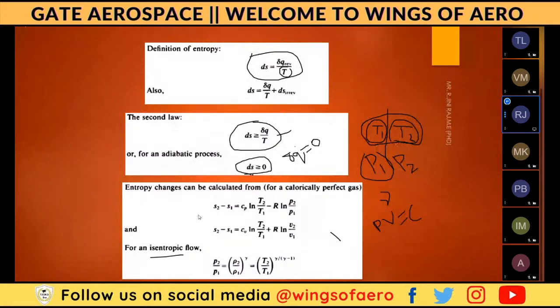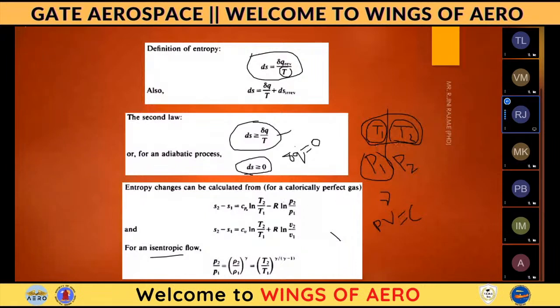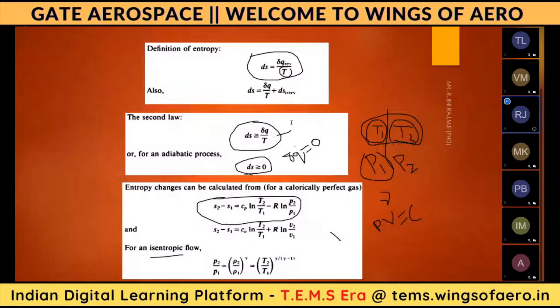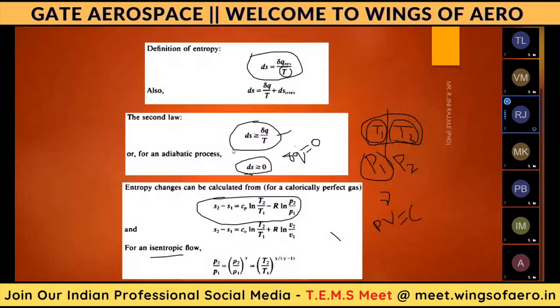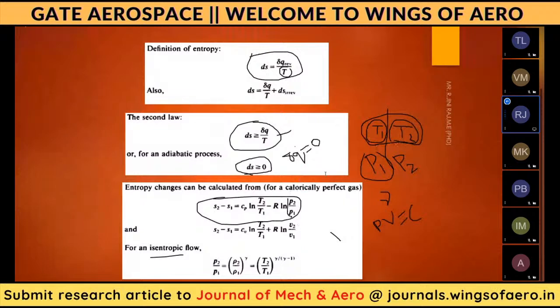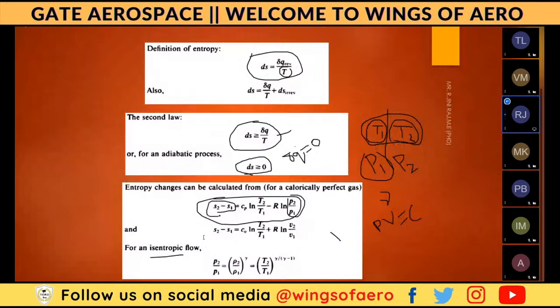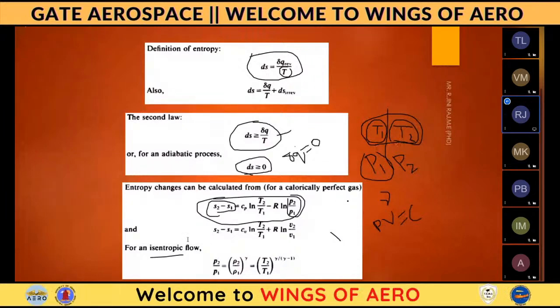So for a calorically perfect gas, we have a formula for the change in entropy: S2 minus S1 equal to Cp ln T2 by T1 minus R ln P2 by P1. So if you know the pressure ratio and temperature ratio, we can easily find the entropy change across the shock. If you know the value of entropy before the shock, you can easily find the entropy after the shock by using these relations.